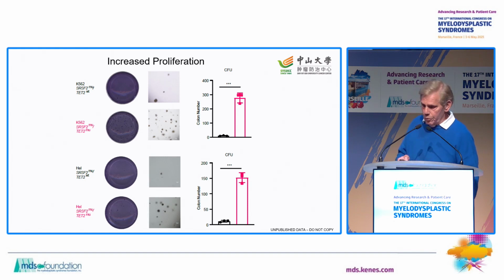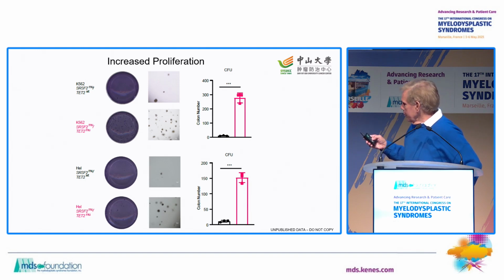So I'll give you a few examples. If you look up here, this is where you have SRSF2 mutated and wild type, and here is the co-mutation. These are in K562 cells that we put a construct in to create an artificial example of what happens in the co-mutated, naturally occurring CMML.